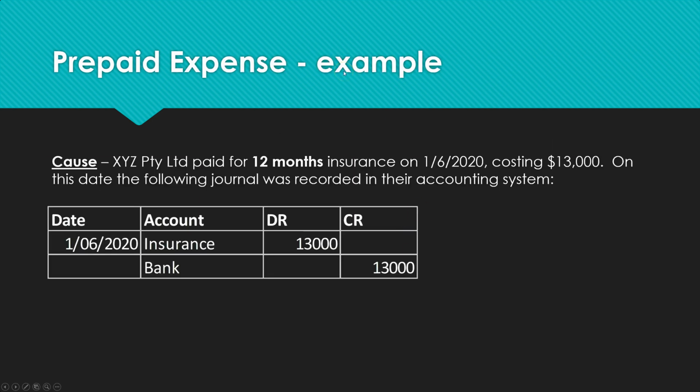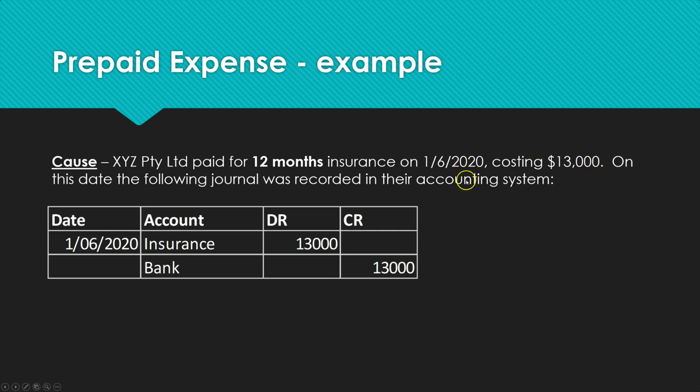So again, we have XYZ Pty Ltd. This time they've paid for 12 months insurance, and they did it on the 1st of June 2020. So how many months relate to that 2020 financial year? Hopefully you're answering 1, because 1st of June through to the 30th of June is 1 month worth. Now, the full 12 months, they cost us $13,000.